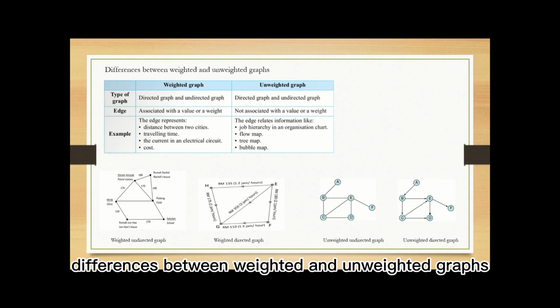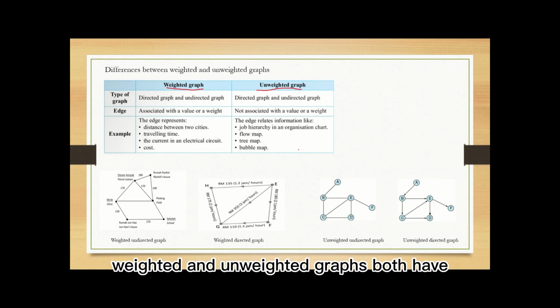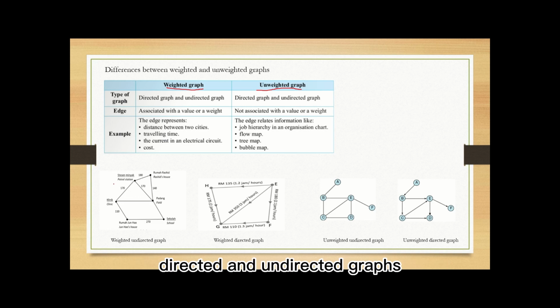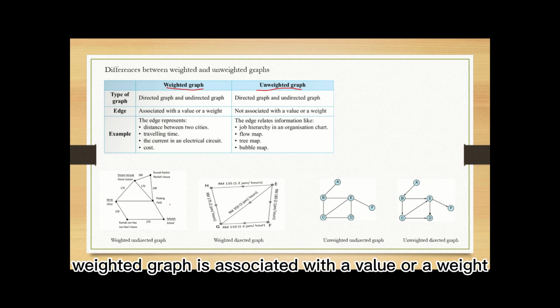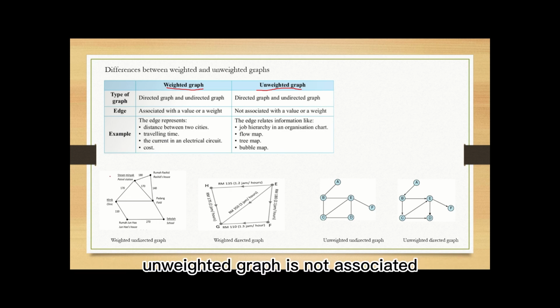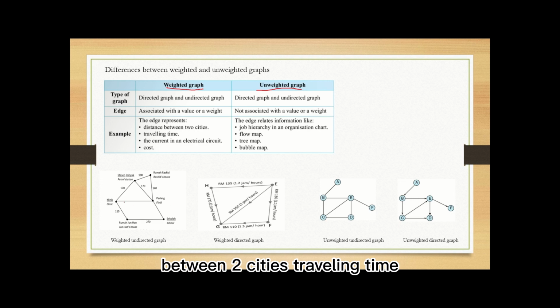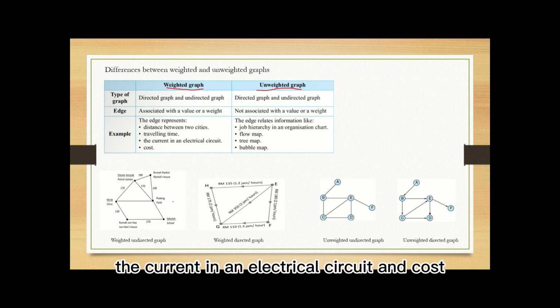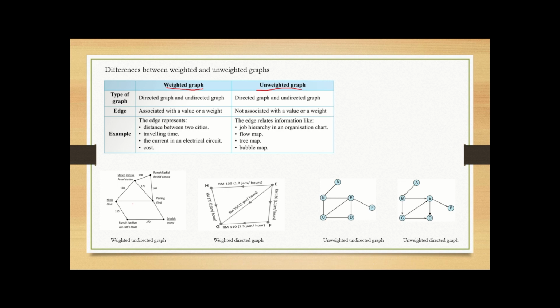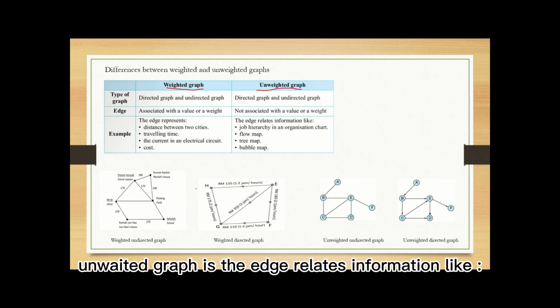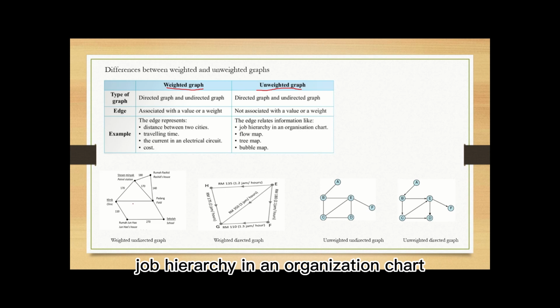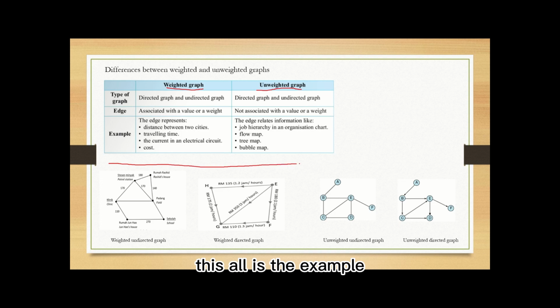Differences between weighted and unweighted graphs. Weighted and unweighted graphs both have directed and undirected graphs. A weighted graph is associated with a value or a weight. An unweighted graph is not associated with a value or a weight. In a weighted graph, the edge represents distance between two cities, traveling time, the current in an electrical circuit, and cost. In an unweighted graph, the edge relates information like job hierarchy in an organization chart, flow map, tree map and bubble map. These are all examples.